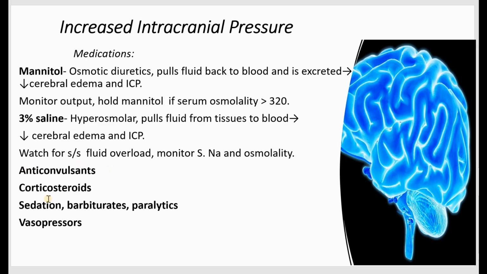Anticonvulsants to prevent seizures. Corticosteroid, example dexamethasone, it's an anti-inflammatory. Sedation if required, barbiturate, example phenobarbital. Paralytics if shivering, if needed. Vasopressors, if the blood pressure is low, add vasopressors to increase the MAP. Or to keep MAP above a certain level, you can add vasopressors.